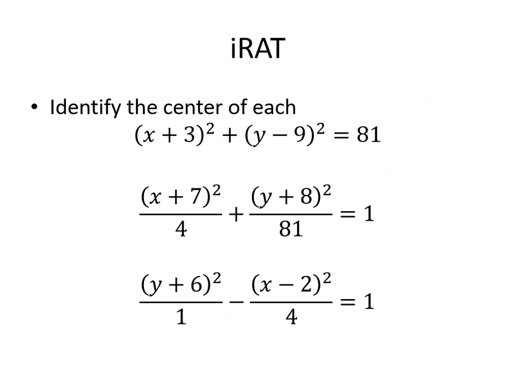So that was graphing for a circle, ellipse, and hyperbola. Here's your IRAT. What you're going to do with these is pretty simple and pretty straightforward. Identify the centers for each of these. So you should be able to get this done in less than a minute. So find what the center is for each of these. And that is your IRAT for this one.